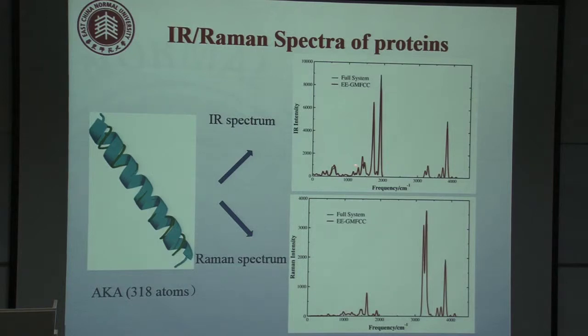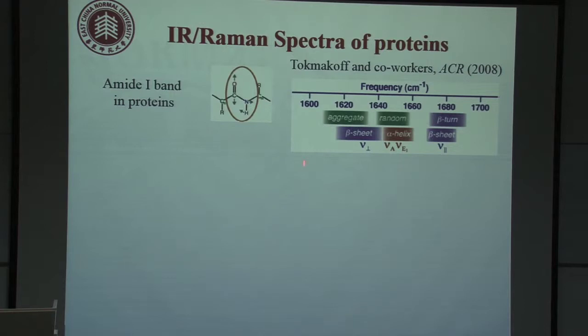The agreement between the full system and EEGMCC is pretty good, not only for these vibrational frequencies, but also for the line shape of these spectra. So we can certainly look at something like the amide-I band in proteins. In experiment, we can observe a strong peak in the 1640 to 1660 range for alpha helical systems. But for beta sheets, there are two feature peaks in these two ranges.